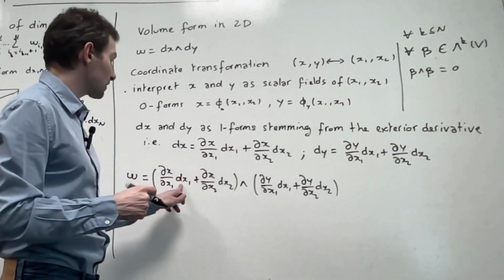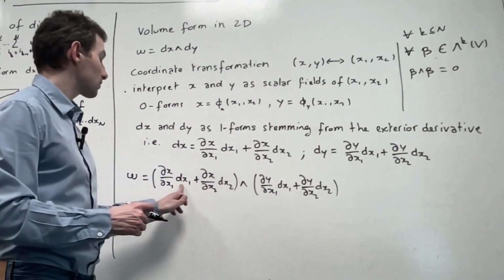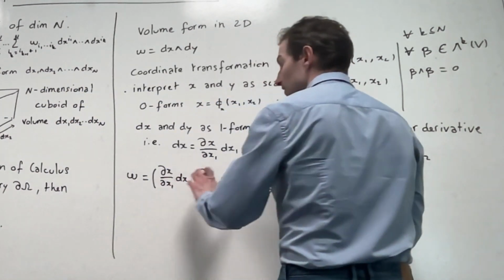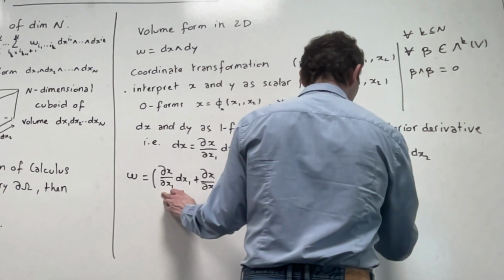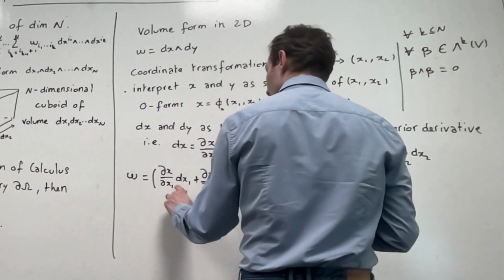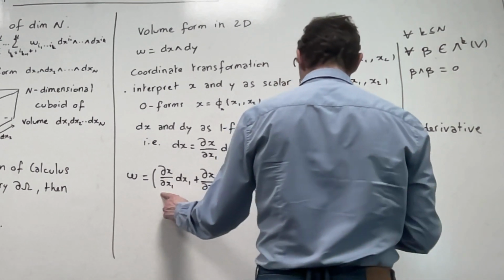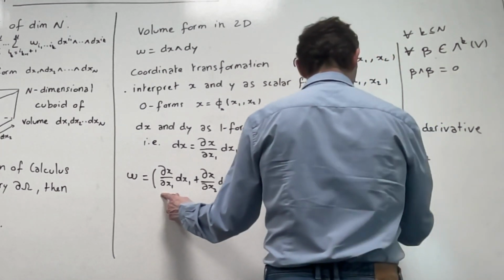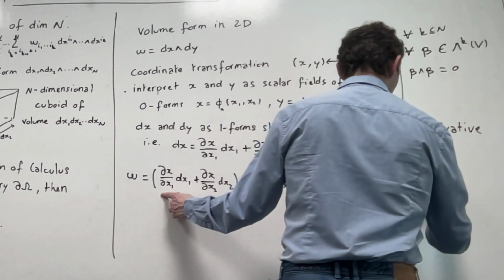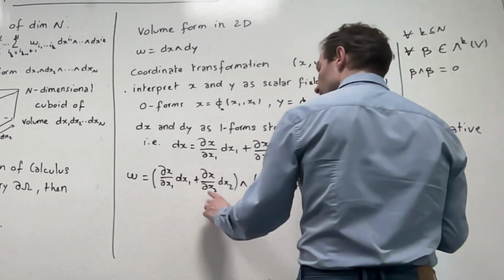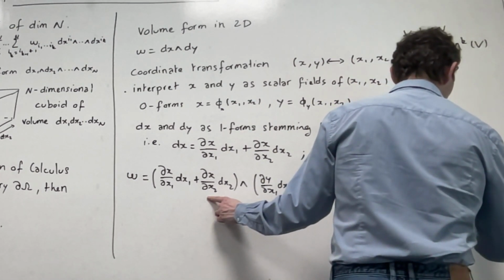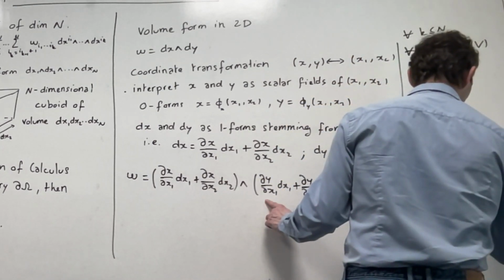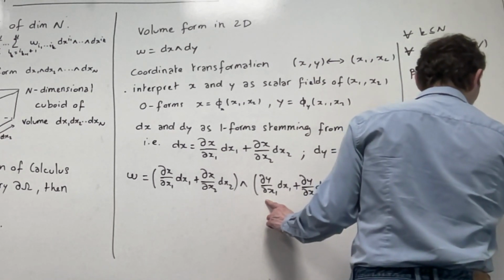So what that means here is that dx1 wedge dx1 is 0, and dx2 wedge dx2 is going to be 0. So what I'm left with is only the mixed terms. I'm going to have dx/dx1 times dy/dx2, and this is dx1 wedge dx2, and then plus I've got dx/dx2 and then dy/dx1, and this is dx2 wedge dx1.